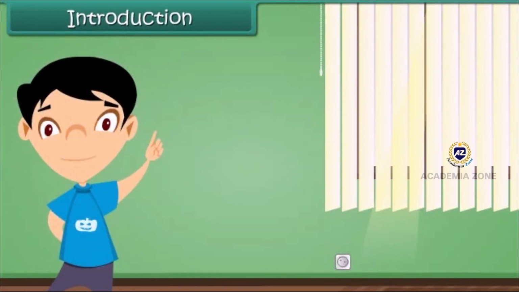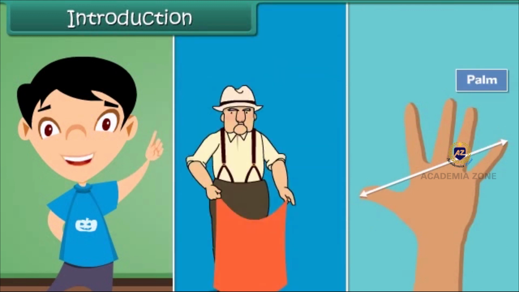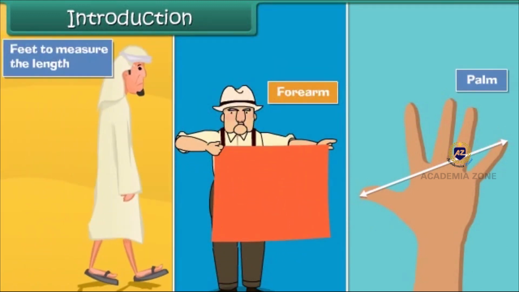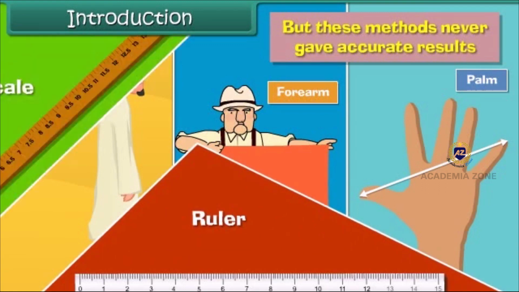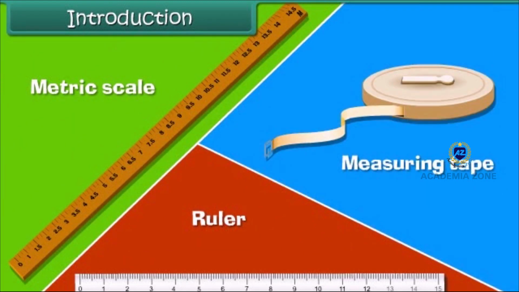Long back, do you know how people used to measure the length of objects? They used their palm, forearm or feet to measure the length of the objects. But these methods never gave accurate results. Nowadays, we make use of ruler, metric scale and measuring tape to measure the accurate length and height of the objects. Let us learn the correct method of using a scale.